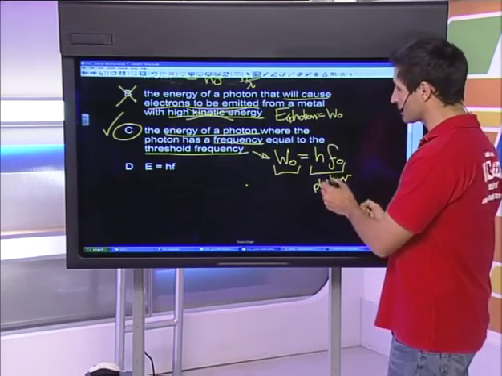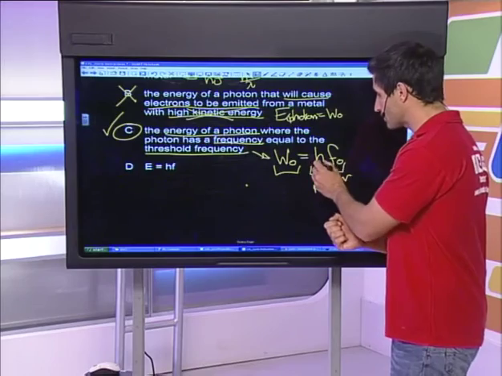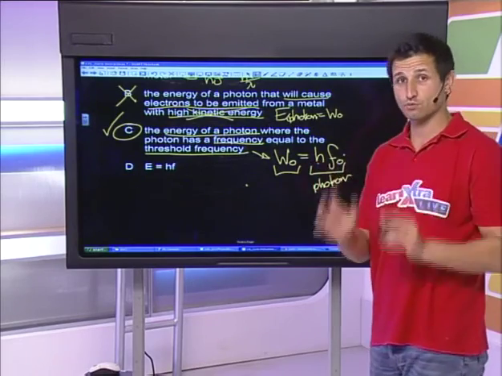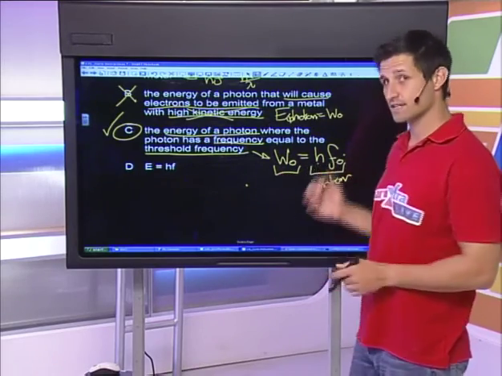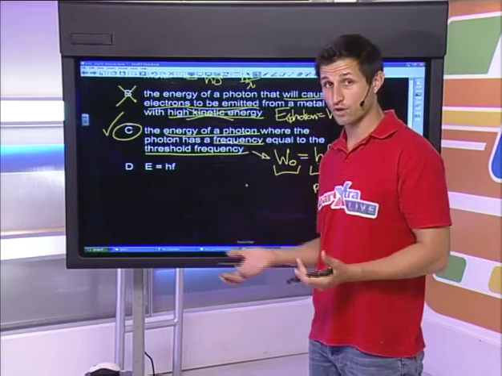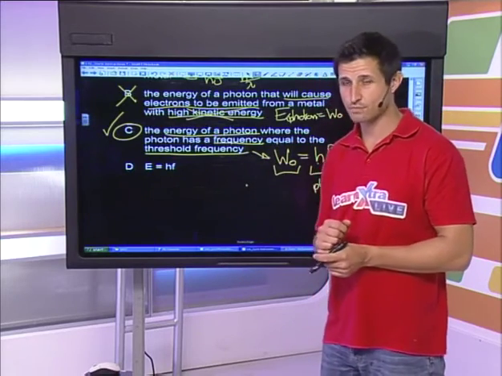So that's basically saying that my photon has got to have h times the threshold frequency, which will be equal to the work function. And guys, this is an equation to work out my work function. Let's just check the last option.